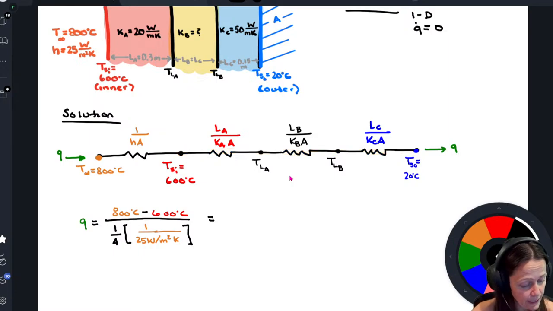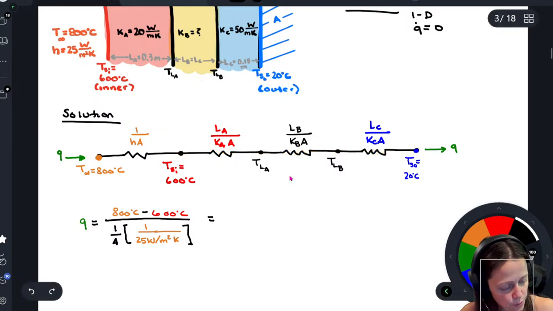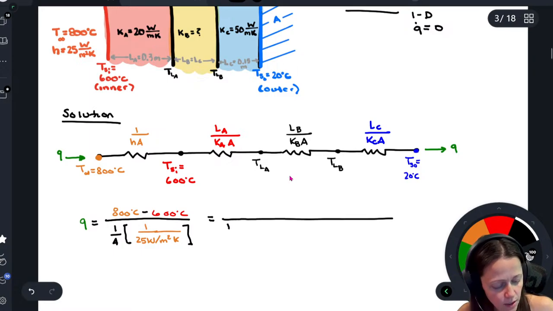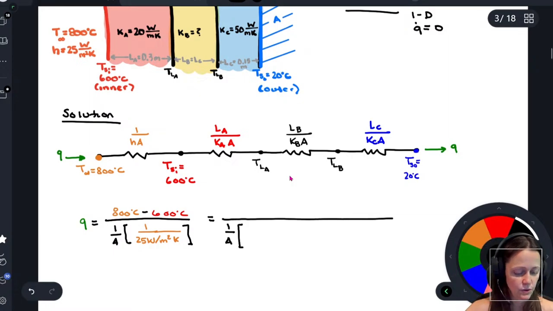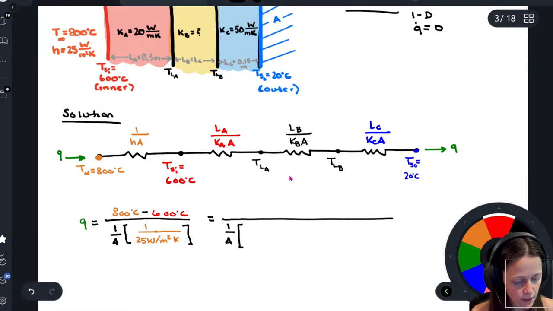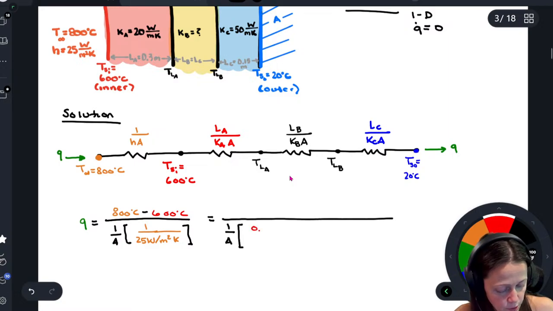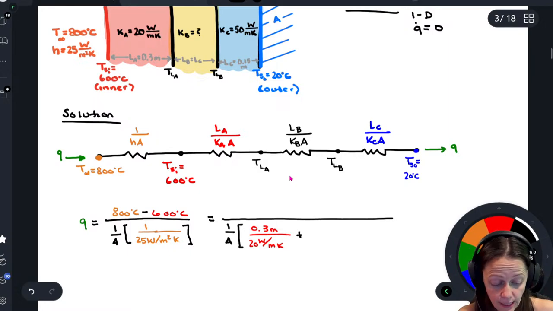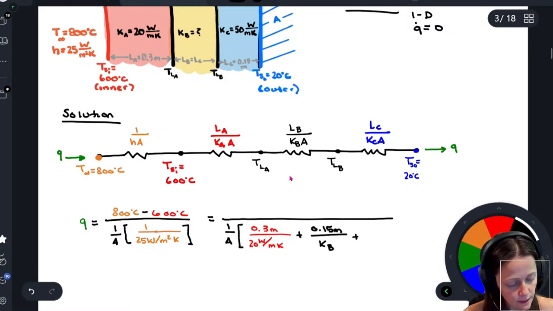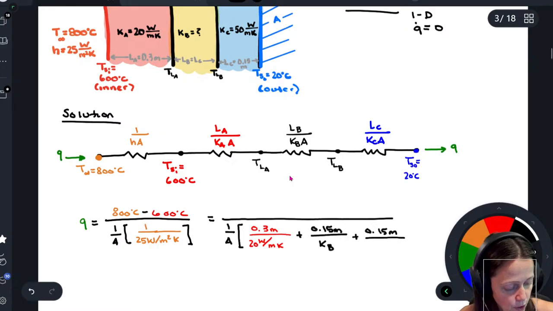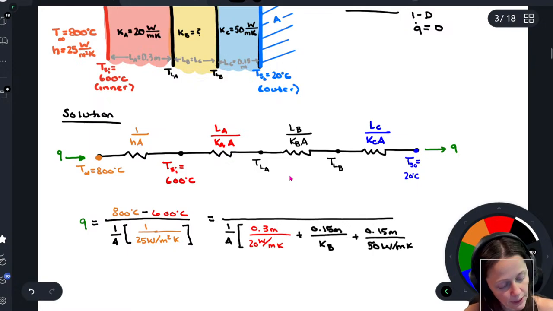Okay. So if I do that, well, then I'm going to have three resistances that I have to deal with. All of them have an area on the bottom, so I'm going to put that over there. The first one's going to be in red: the length of A, 0.3 meters over KA, which is 20 watts per meter Kelvin. Next one is LB, which is 0.15 meter over my KB, which I don't know, plus LC, 0.15 meter over the thermal conductivity of C, which is 50 watts per meter Kelvin.